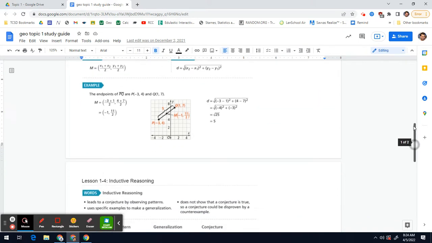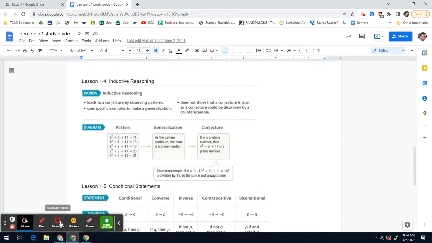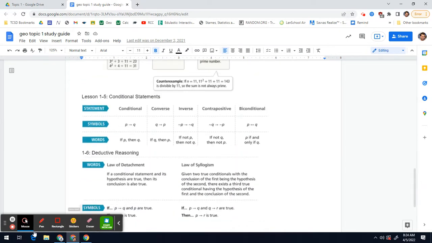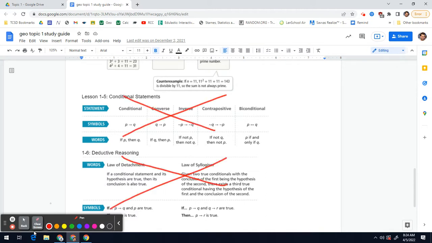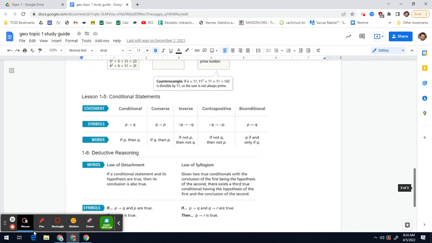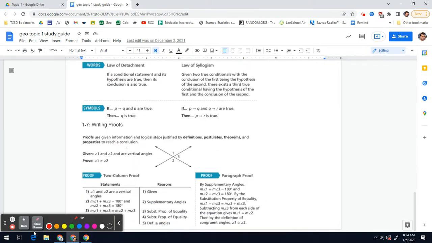Okay, next we have, so again, all this was trying to build you into proof writing. So no, you don't need to memorize that stuff. 1-5 on conditional statements. Again, your theorems are written as conditionals. No. Again, 1-6 deductive reasoning. No. But then 1-7, of course, proof writing, right? There will be some proofs on the state test.